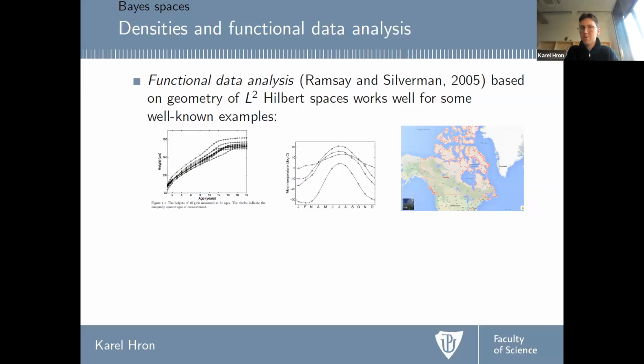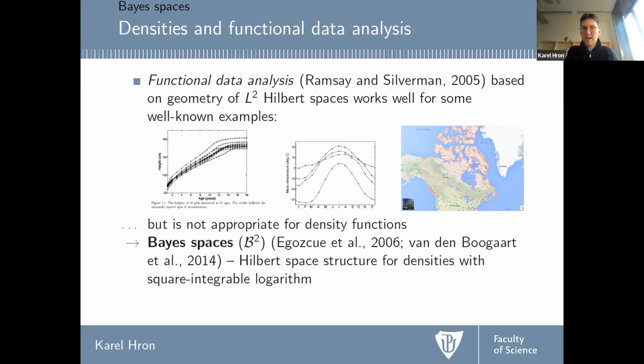For this purpose, functional data analysis was developed. It is nowadays commonly based on the geometry of L2 Hilbert spaces. And of course, they work well for known examples like growth curves or temperature data and many other applications. However, when we are interested rather in the relative information, in the relative structure of data, which is the case of densities, we need to have some reasonable alternative. And this alternative is provided by Bayes spaces, which, as we will see in a while, again have Hilbert space structure.